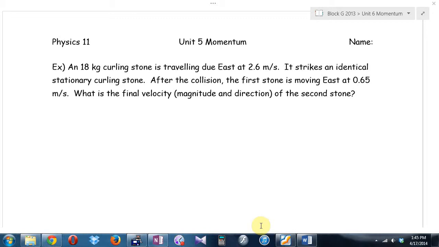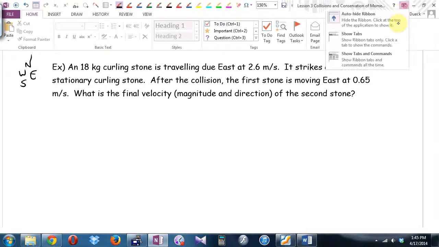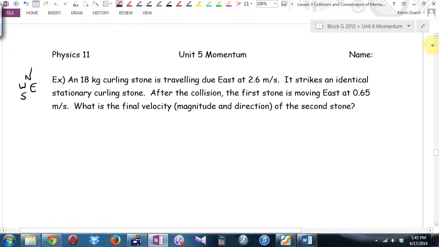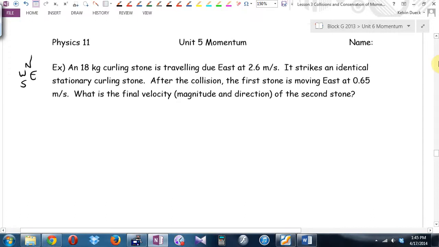So a curling stone traveling due east. I'll draw a little compass rose. It's traveling due east at 2.6 meters per second. Check. Strikes an identical stationary curling stone. After the collision, the first stone is moving east at 0.65 meters per second. What's the final velocity, magnitude and direction, of the second stone?